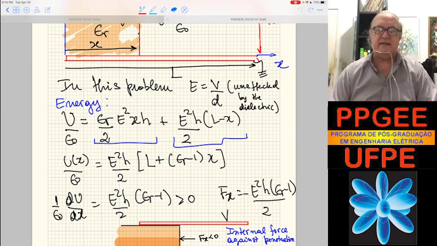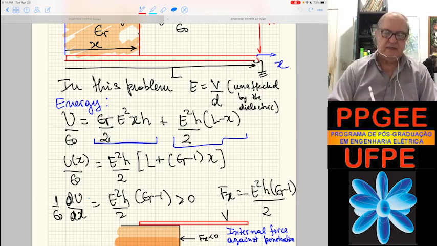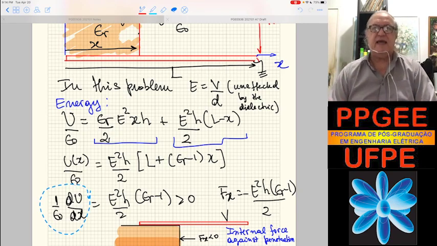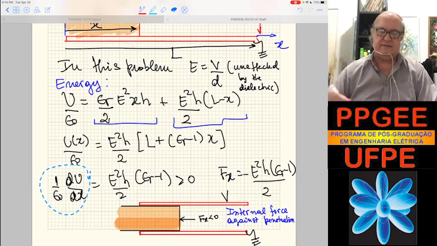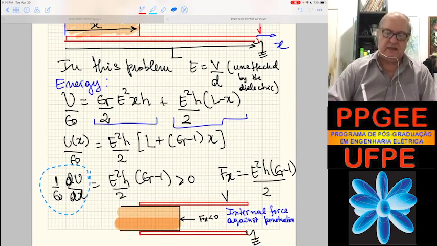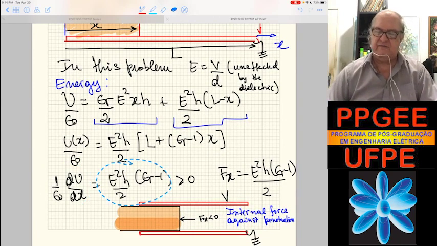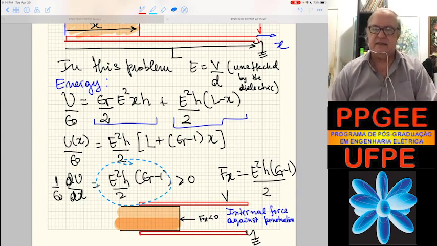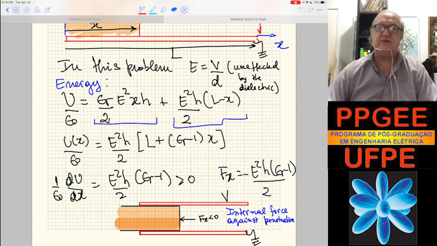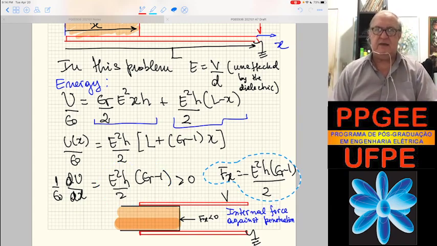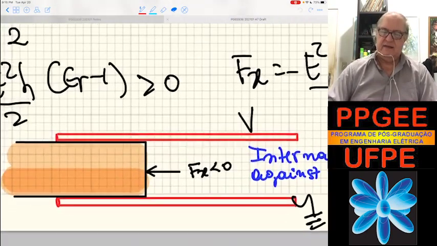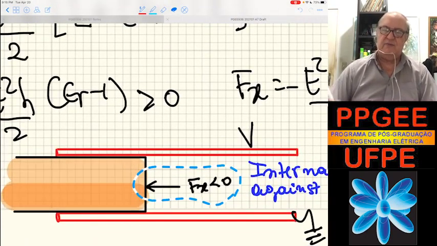Let's calculate the gradient. Let's say we're talking about the displacement in the x direction. So let's calculate du dx, right? And du dx is positive, so it means that the force is minus du dx. The force is given by minus the gradient. The force is given by this expression here. So this internal force on the dielectric is negative, right? So the dielectric tends to move away.